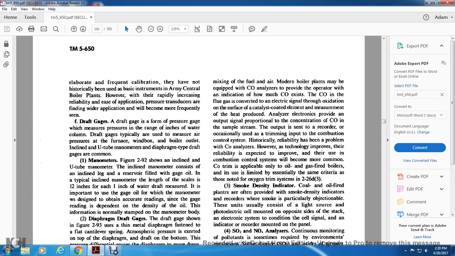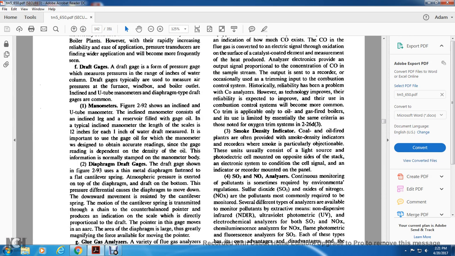Analyzer electronics provide an output signal proportional to the concentration of carbon monoxide in a single sample stream. The output is sent to the recorder, but occasionally to a trimming input to the combustion control system. Historically, reliability has been a problem with carbon monoxide analyzers. However, as the technology has improved, their reliability is expected to improve, and their use in combustion control systems will make carbon monoxide trimming more common. It is applicable only to oil and gas-fired boilers, which is limited essentially by the same criteria as those noted for oxygen trim systems in 226D3.